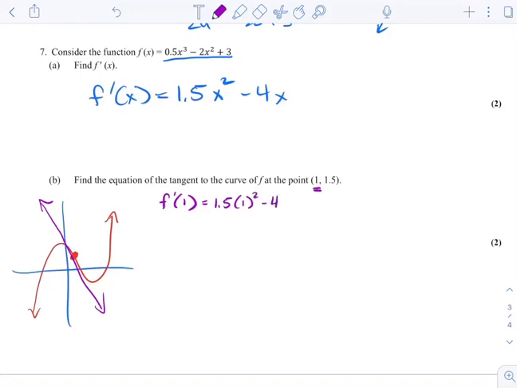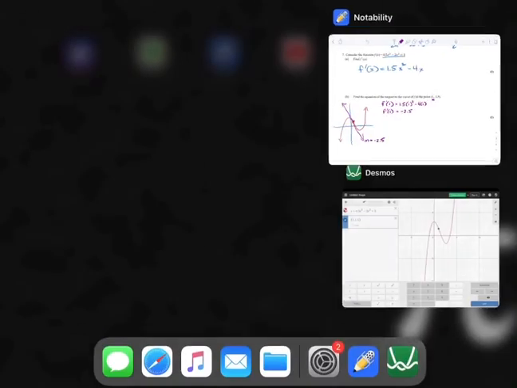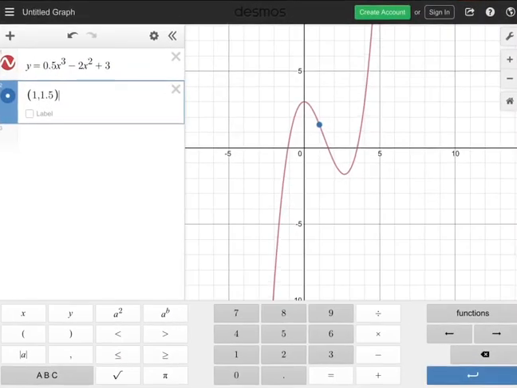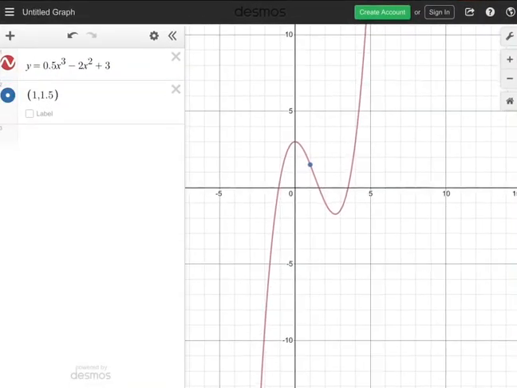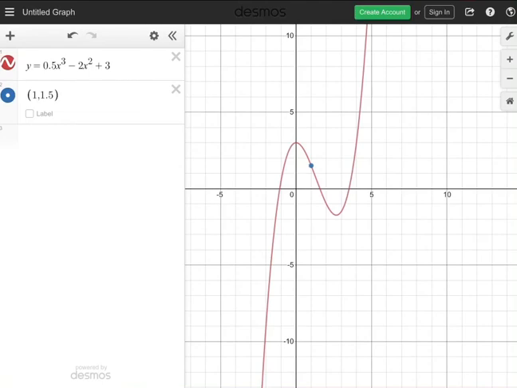Minus 4 times 1. And when I solve that, f prime of 1 is equal to negative 2.5. So that means the slope of this line is equal to negative 2.5. Right, and it's falling to the right, and that's good. And we'll show that in the graph here in a second. If I go over to Desmos and graph the original equation and that point, it will end up looking something like this, where the blue dot is that point (1, 1.5). So you can imagine that line will be falling to the right, so we should have a negative slope at that spot.